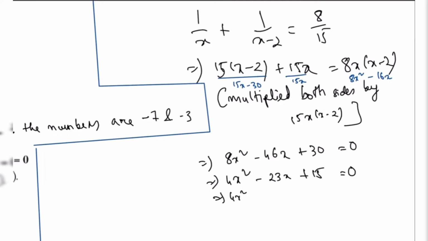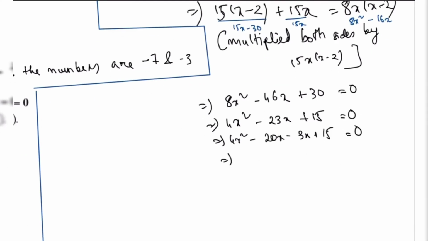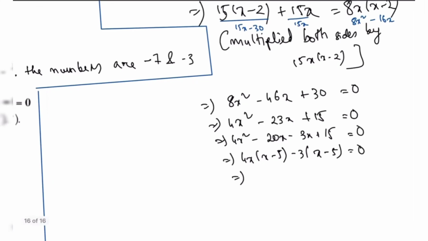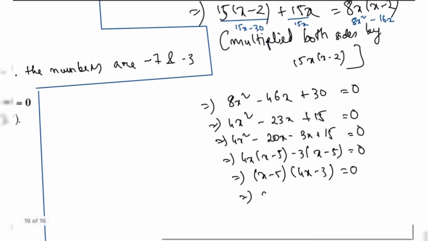So 4x square minus 20x minus 3x plus 15 equals 0, implies 4x times x minus 5 minus 3 times x minus 5 equals 0, implies x minus 5 times 4x minus 3 is 0, implies x equal to 5 or x equal to 3 by 4.